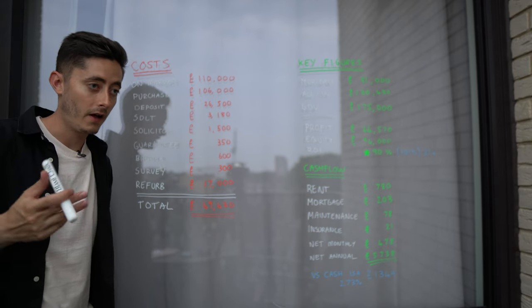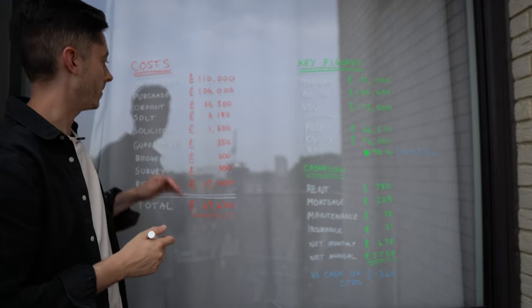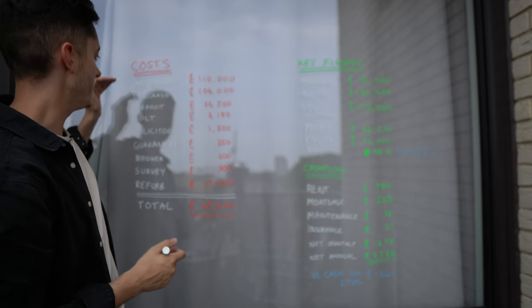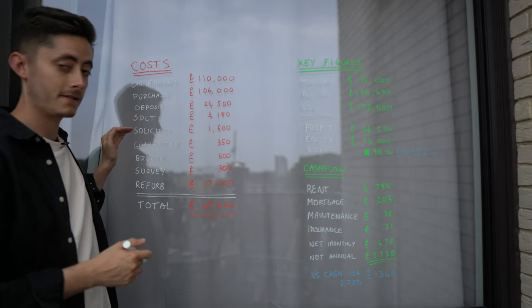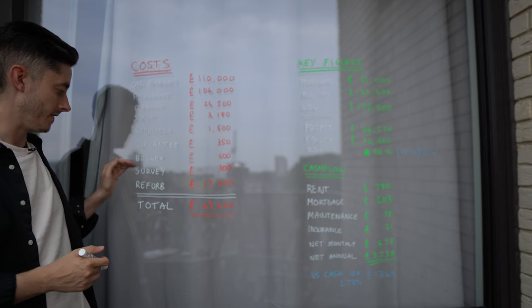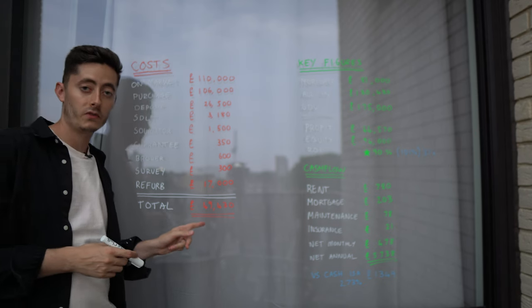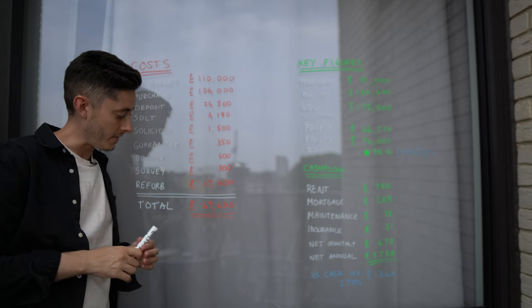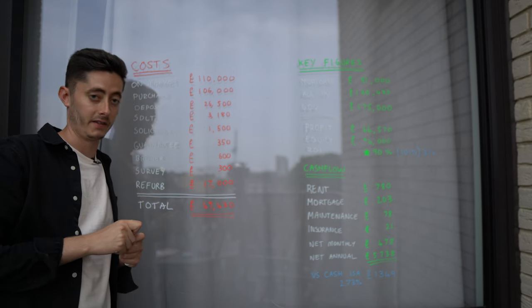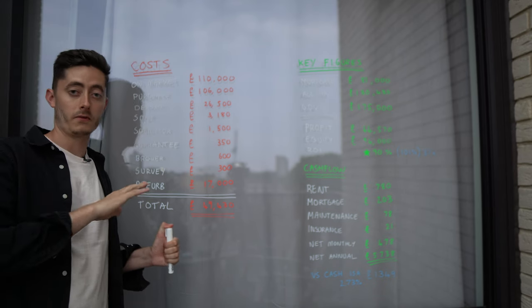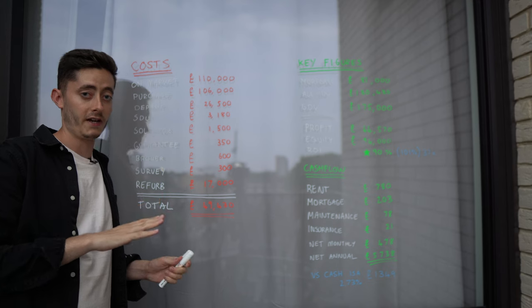So when you look at all of this and put in the total cost, what you want to do is add the deposit, the stamp duty, the solicitor's fees, guarantee, broker, survey, and the refurb. So my all-in total cost was £49,430 in the end.